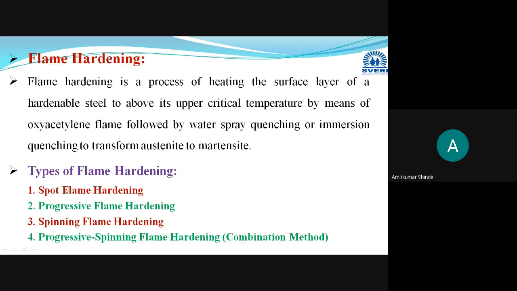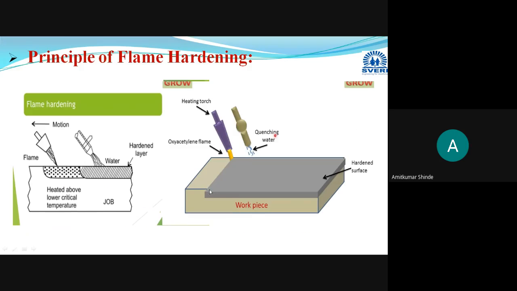Okay, we are performing flame hardening, but we are going to choose a specific spot. Suppose this is your specific spot, any spot you can select. That specific spot is heated with this oxyacetylene flame above upper critical temperature, and it is cooled with the help of water. Okay, and that specific spot will get hardened. That is the spot flame hardening.